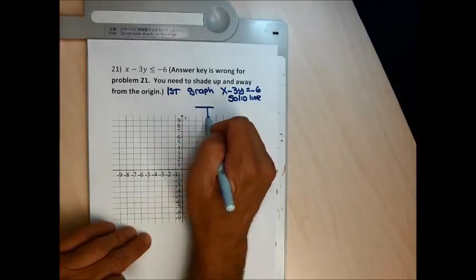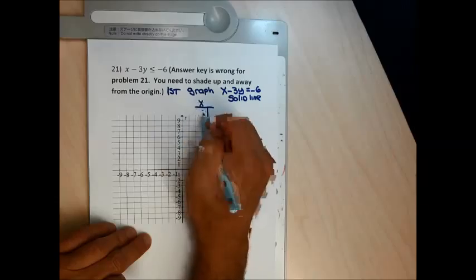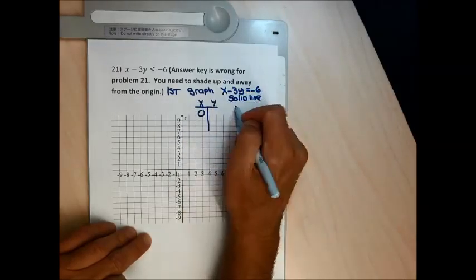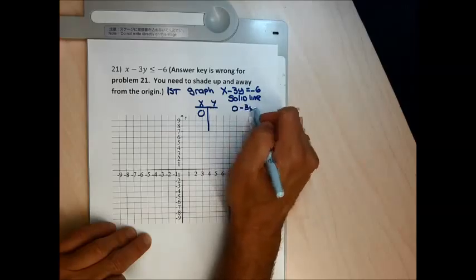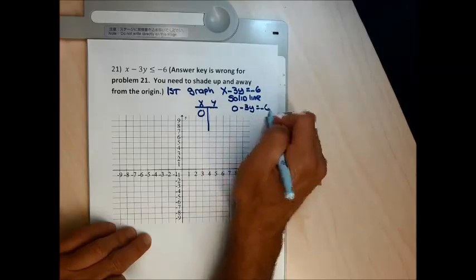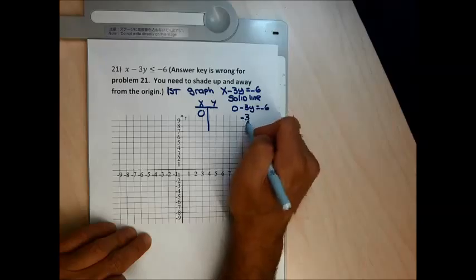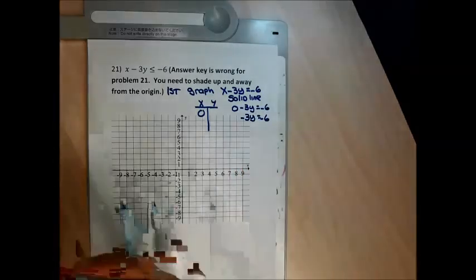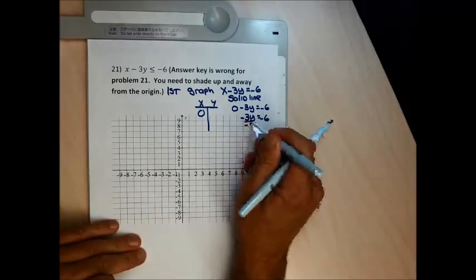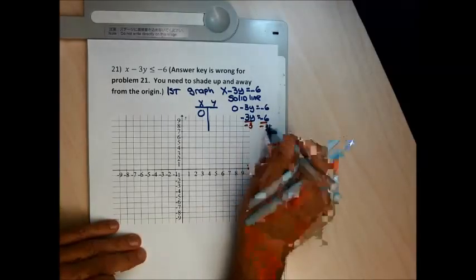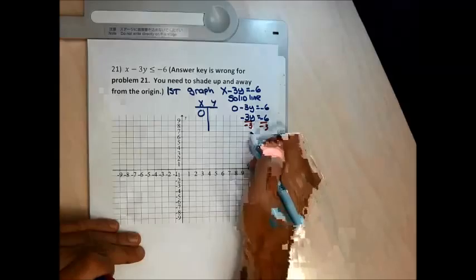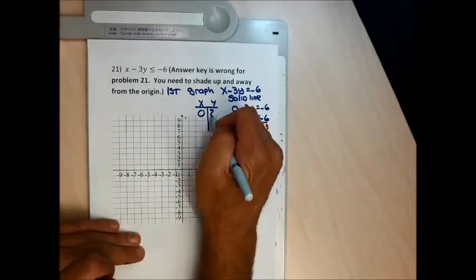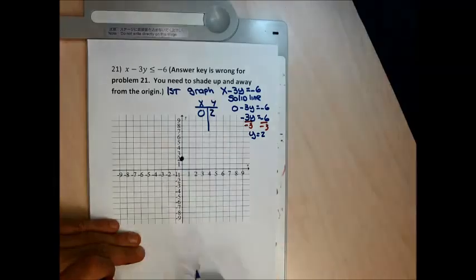I start plugging in 0. So into my x, I'm going to plug in 0 and get a y. So first I'm going to go 0 minus 3y equals minus 6. This is going to give me minus 3y equal to minus 6. And now I'm going to divide both sides by minus 3. And that's going to give me y equal to positive 2 because on both sides the double negatives turn positive. So I'm going to get the point 0, 2 as my first point.